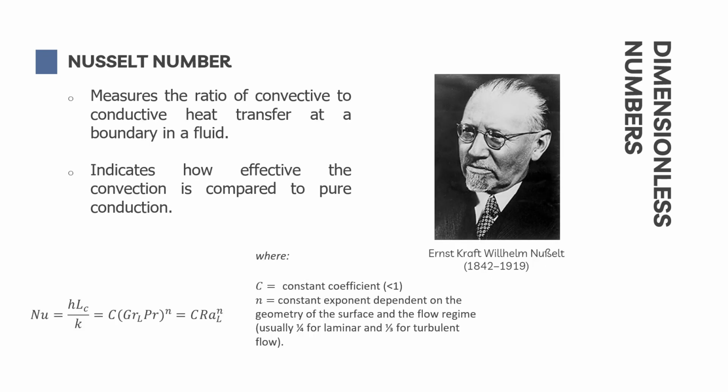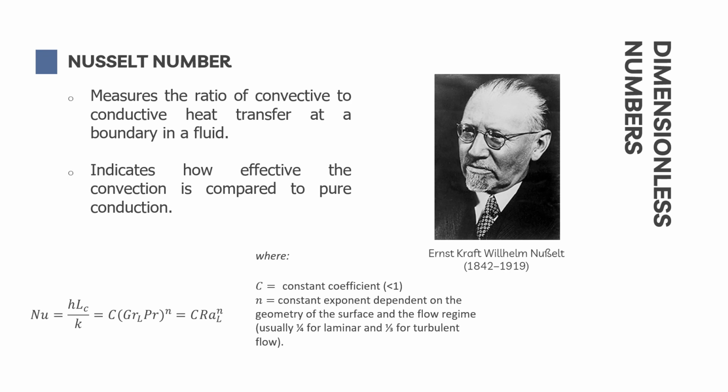The Nusselt number is a dimensionless number that measures the ratio of convective to conductive heat transfer at a boundary in a fluid. It essentially compares the actual heat transfer rate due to convection to what would occur purely through conduction across a stationary fluid layer. It indicates how effective the convection is compared to pure conduction. A larger Nusselt number indicates stronger convection, leading to more efficient heat transfer. This is desirable in applications like cooling electronics or heating buildings.